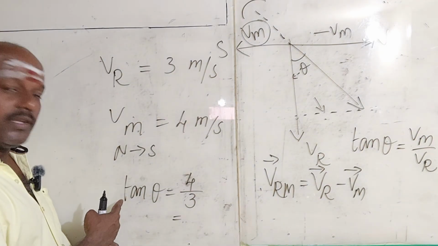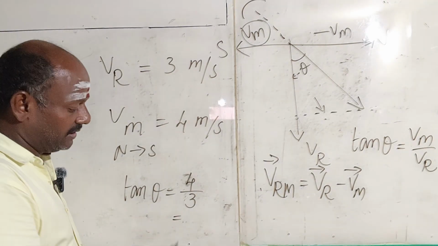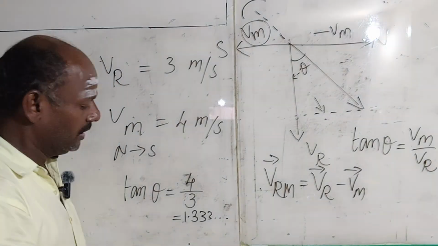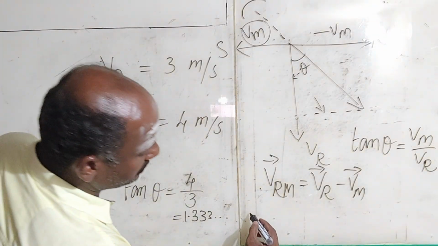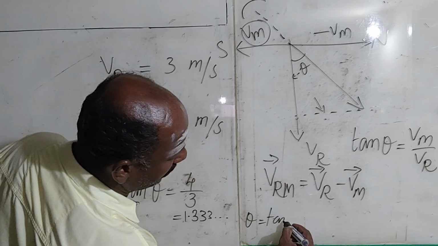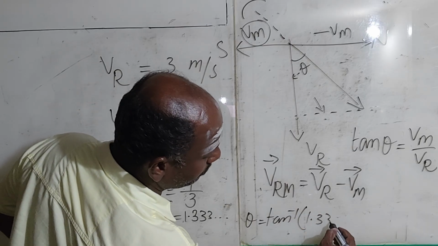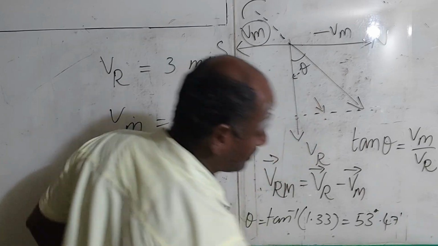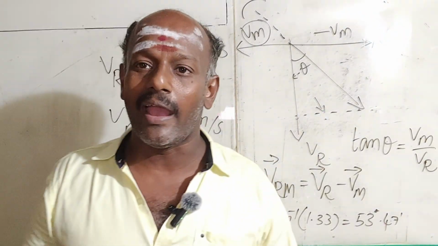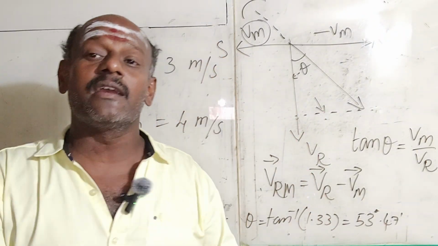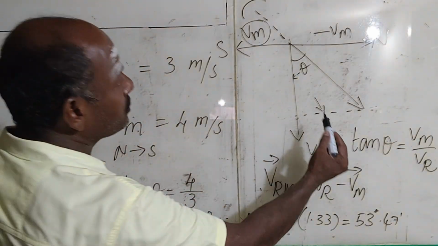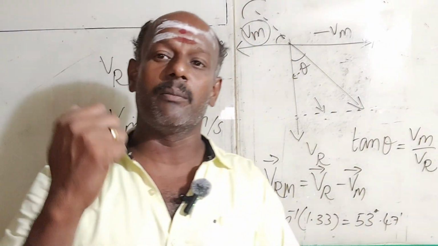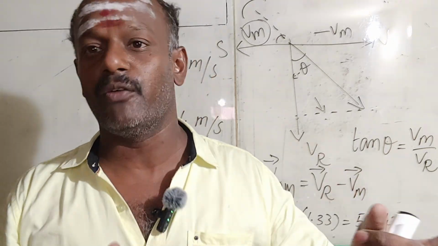So velocity of man divided by velocity of rain. When I substitute, tan theta will be equal to 4 divided by 3. It has the value 1.33, etc. So if I want to know the value, theta will be equal to tan inverse of 1.33, which will be equal to 53 degrees 0.47 minutes. By this, I can measure at which angle he has to hold the umbrella. So this will be the angle. By that angle, he has to hold the umbrella.